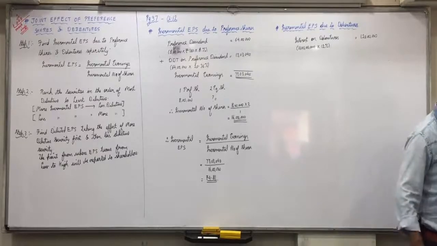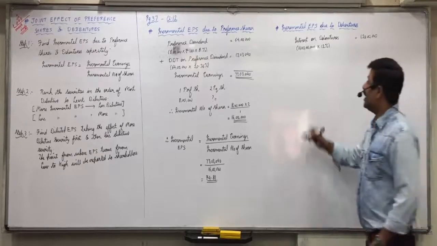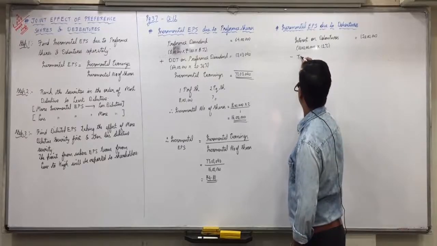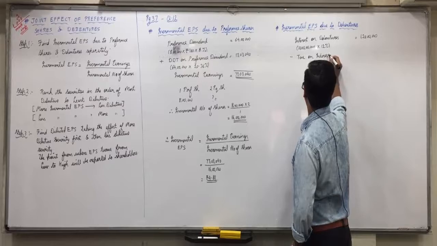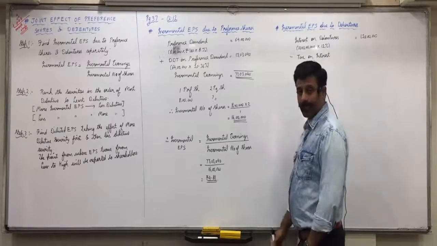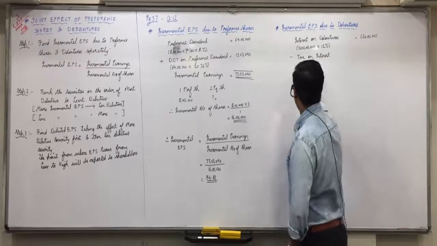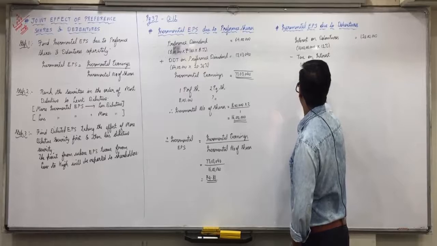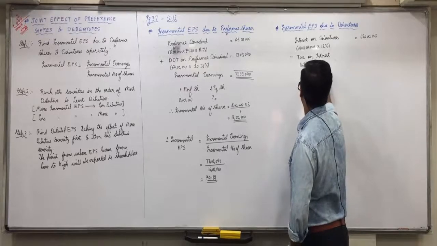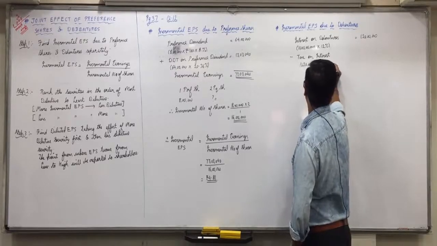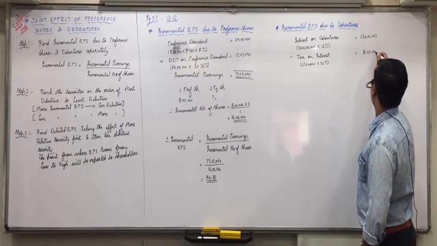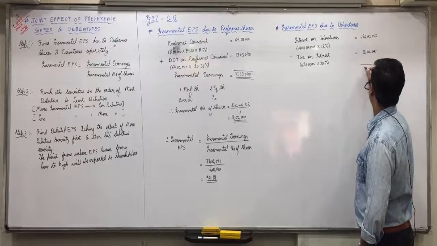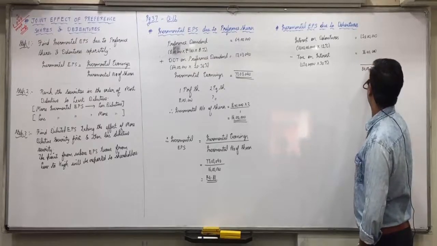Then tax. Minus tax on interest. How would you count that? 1 crore 20 lakhs into 30%, that is 36 lakhs. So 84 lakhs is the incremental earnings.